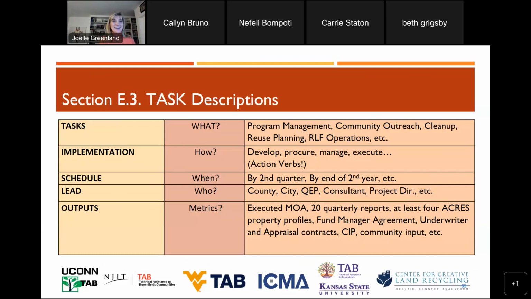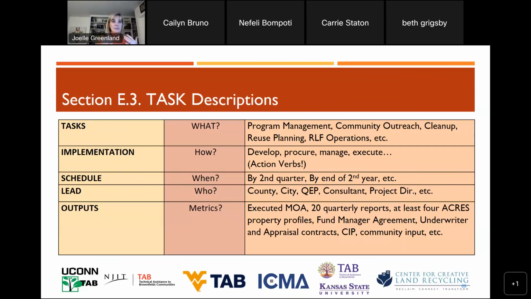I'm not going to read the slide, right? But we're getting into the implementation. How are you going to do it? So you got your task, program management, implementation. How are you going to do this? We are going to develop the program by doing this, right? We're going to procure a QEP. We're going to manage it, blah, blah, blah, right? Okay, action verbs, schedule, when.